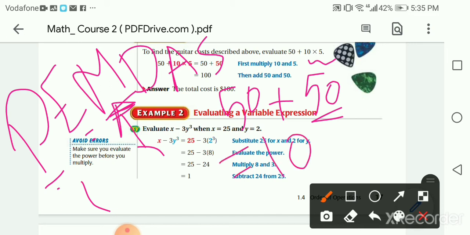Equals 100. Why? Because after multiplication we can use division, but we don't have any division in the operation. Do we have addition? Yes, we have addition. So do it. 50 plus 50 gives you 100. So the answer must be $100. The correct answer is 100. If your friend has another solution, it's wrong.